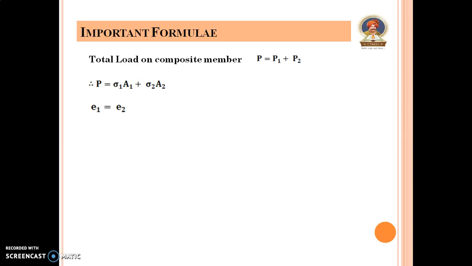Strain in bar 1 is equal to strain in bar 2. Therefore, the equation is sigma 1 upon capital E1 is equal to sigma 2 upon capital E2. Sigma 1 is equal to capital E1 upon capital E2 into sigma 2. Here capital E1 upon capital E2 is the ratio of the two different materials' moduli, which is denoted by M. So sigma 1 is equal to M into sigma 2.